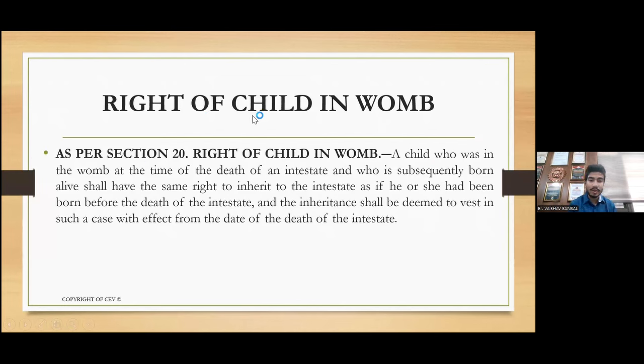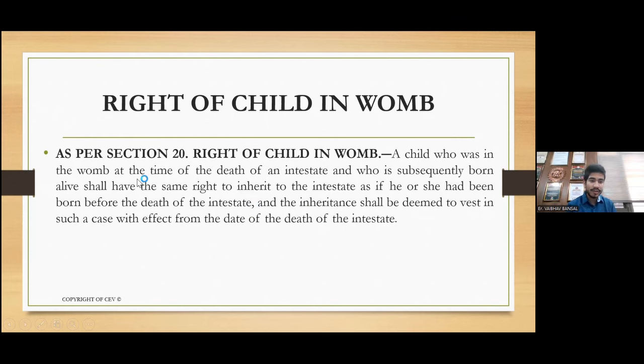Now, rights of child in womb. The child is in the womb, not yet born. As per Section 20, right of child in womb. A child who was in the womb at the time of the death of an intestate and who is subsequently born alive shall have the same right to... Intestate means one who has not made a will. Here the word intestate is used. If a person dies without making a will, then in that case what rights will there be for succession further?